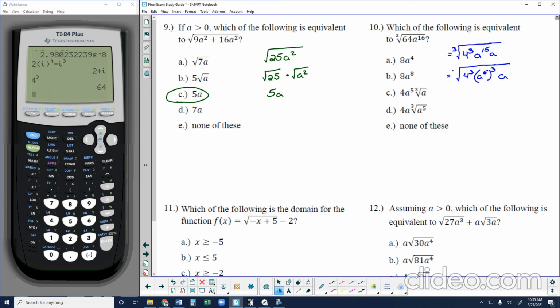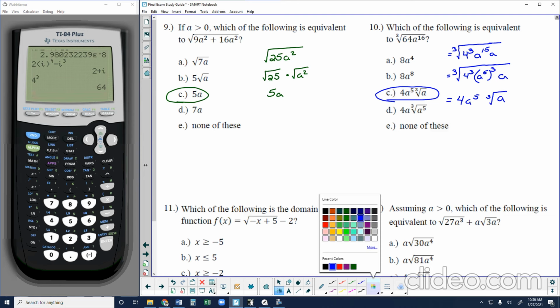Remember, cube roots and cubic exponents are inverses of one another. So if I cube root 4 cubed, I get 4. If I cube root a to the 5th cubed, the cube root and the cubed would undo each other, leaving me a to the 5th. Now I do have an a left over inside the cube root, so my answer would be C here, 4a to the 5th times the cube root of a.